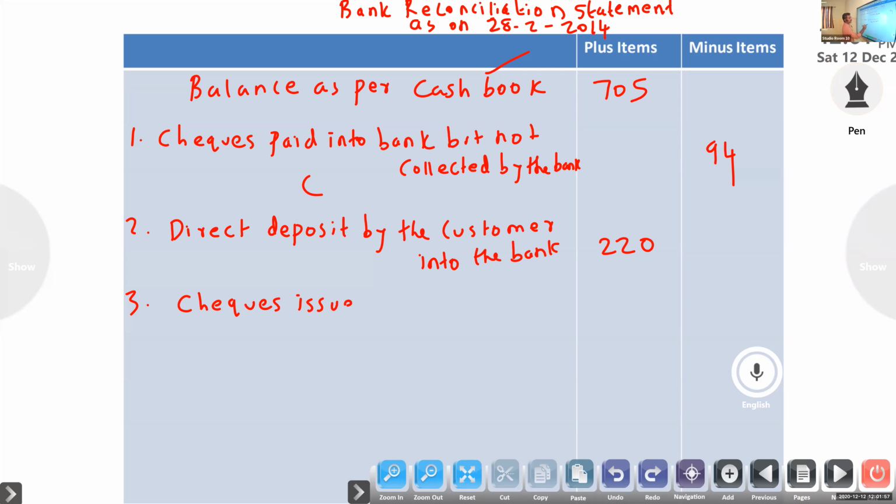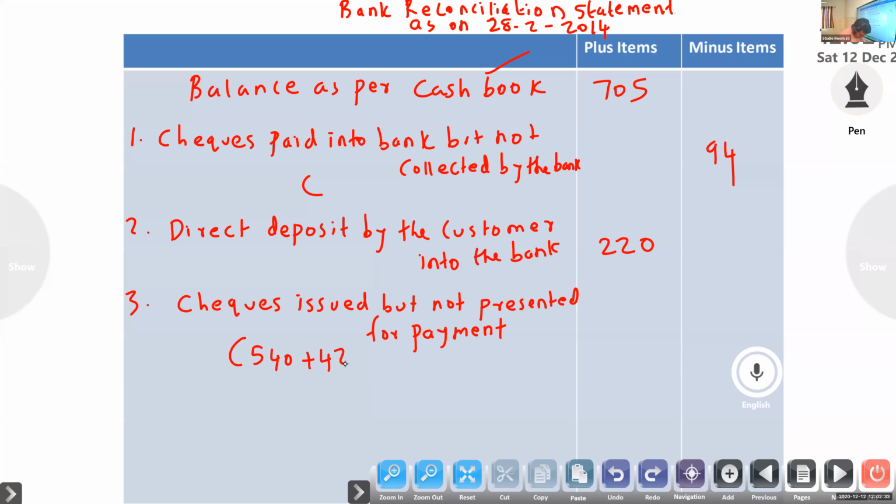If it is payment side, it is there, not in the cash book, means check issued. Checks issued but not presented for payment. I have to look any other item it is there or not. So 540 not there. Then 42. 42 also not there.